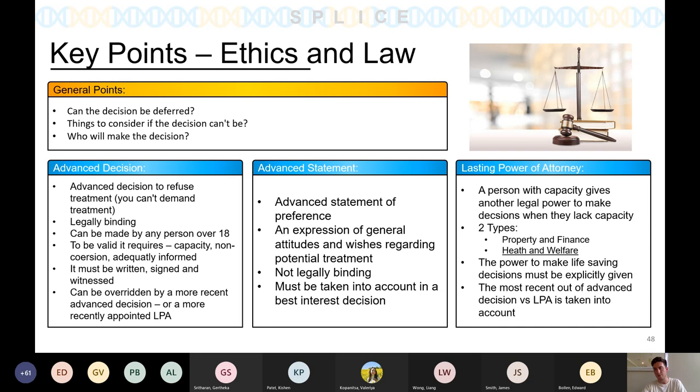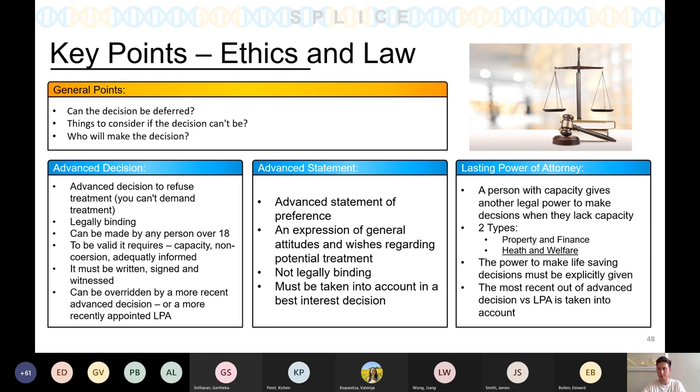Another one they could say is should I require it? I don't want artificial nutrition or hydration. And again, it just needs to be very specific. And that's the point you need to get across. So you need to be over 18. And the decision needs to be made at a time when you had capacity, aren't being coerced, and are fully informed as to what you're refusing. It then needs to be written down, signed by the person, and also witnessed by someone to make it valid.